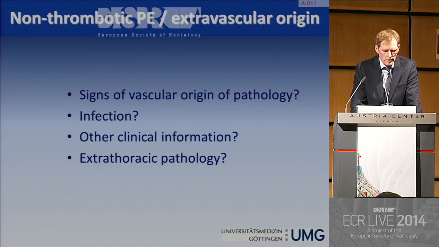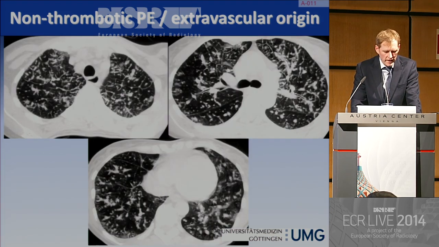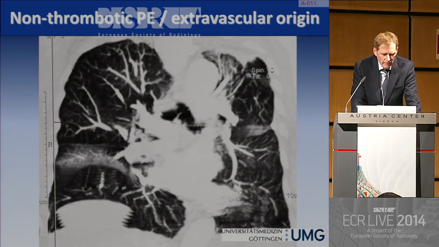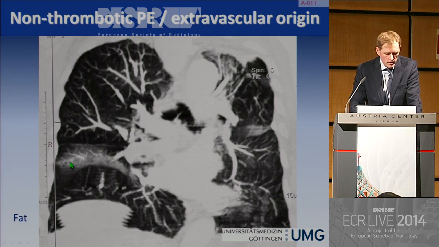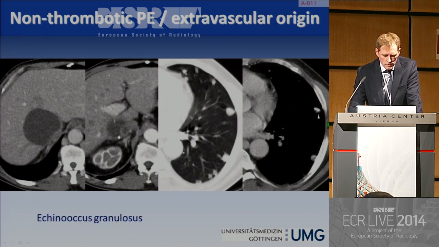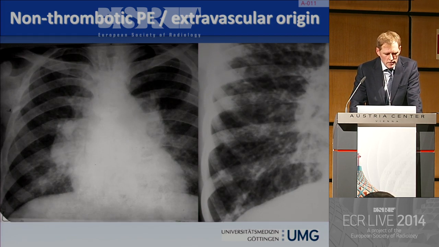Last are signs of vascular origin or pathology in patients with non-thrombotic PE or extravascular origin PE. I go through here these different patterns of pulmonary embolism. This is tumor embolism within small arterial branches. You can see that these branches are dilated in a patient with history of breast cancer. This is septic embolism. You will know the appearance of these patients. Fat embolism may appear as pure ground glass in a segmental pattern. This is embolism of Echinococcus granulosus, so hydatid disease, through infection of the vena cava inferior. And this is a patient with schistosomiasis in the chronic form with a very coarse reticulation and fibrosis of both lungs and a high-grade pulmonary hypertension.